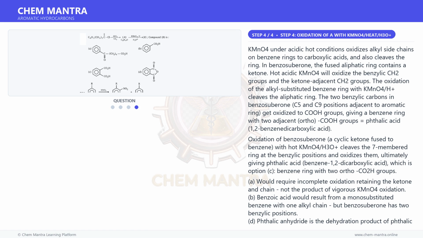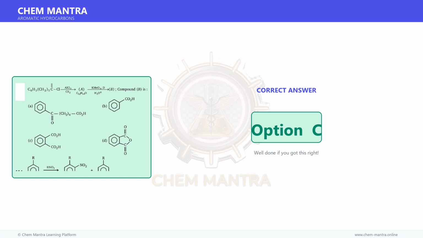A would require incomplete oxidation retaining the ketone and chain, not the product of vigorous KMnO4 oxidation. B. Benzoic acid would result from a monosubstituted benzene with one alkyl chain, but benzosuberone has two benzylic positions. D. Phthalic anhydride is the dehydration product of phthalic acid. The reaction conditions give the diacid, not the anhydride. Therefore, the correct answer is option C.